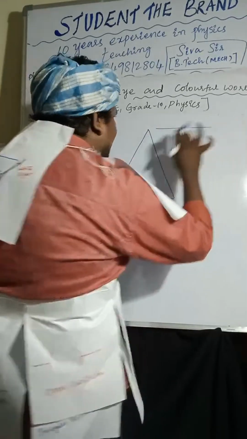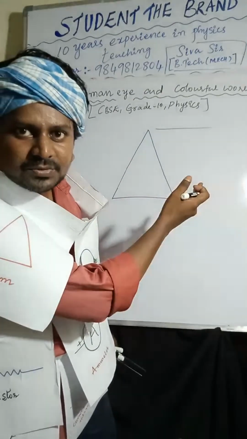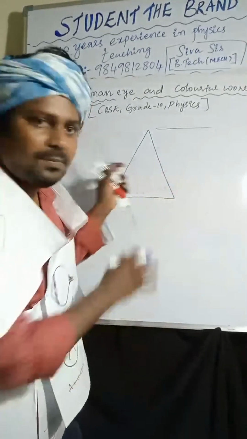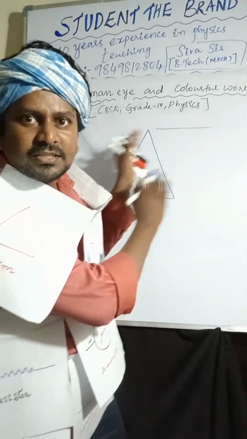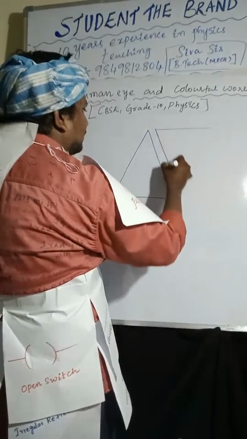So he placed the inverted prism. He placed that inverted prism beside the first prism. This is the inverted prism. He placed it beside that. Now you see, so I'm taking here.